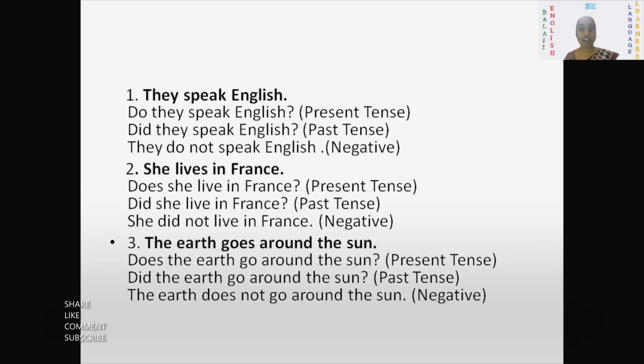She lives in France. Does she live in France? Did she live in France? She did not live in France. Okay. The earth goes around the sun. Does the earth go around the sun? Did the earth go around the sun? The earth does not go around the sun.